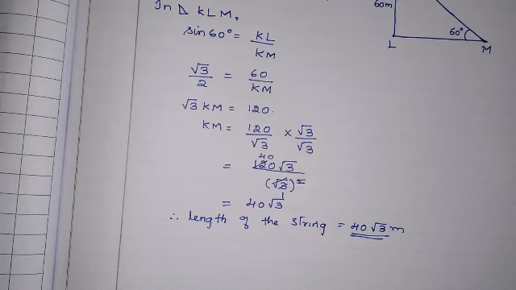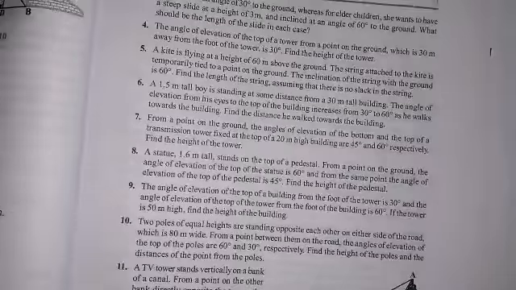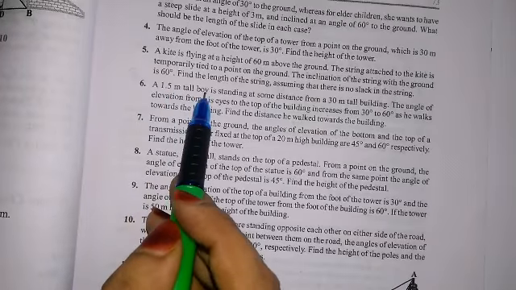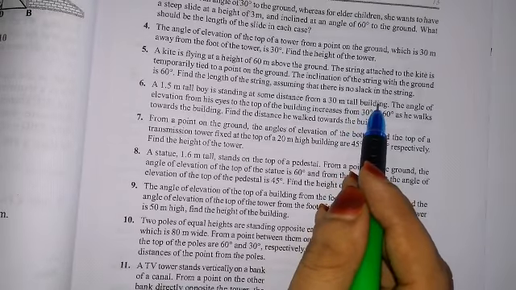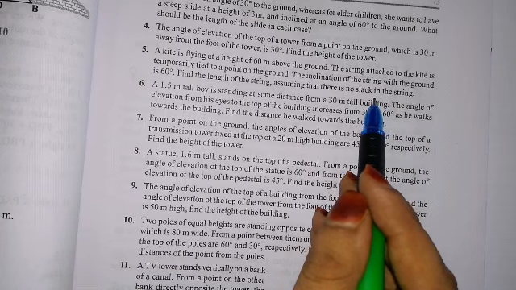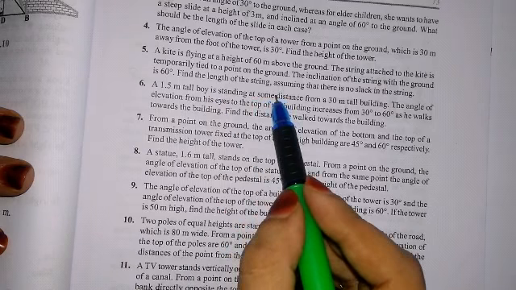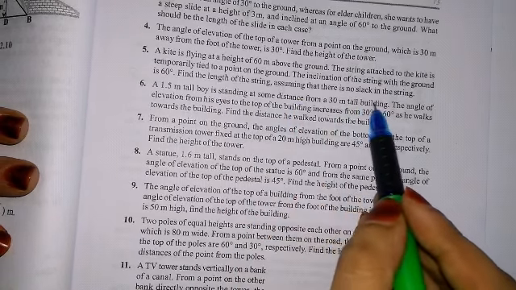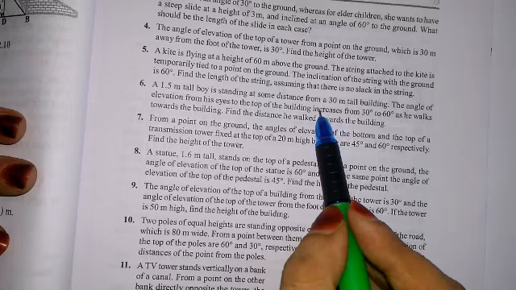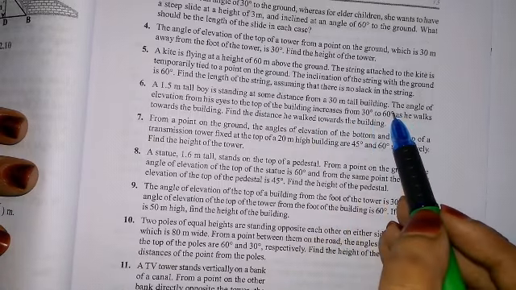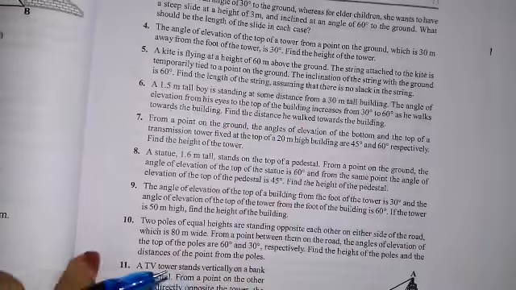Now let us see question 6, which is very important and repeated in the examination. A 1.5 meter tall boy is standing at some distance from a 30 meter tall building. First we have to understand the question, then only we have to draw the figure. The angle of elevation of his eyes to the top of the building increases from 30 to 60 degrees as he walks towards the building. Find the distance he walked towards the building.